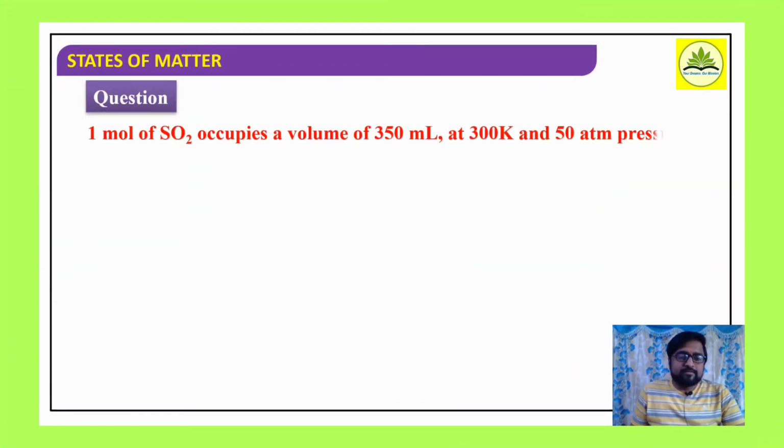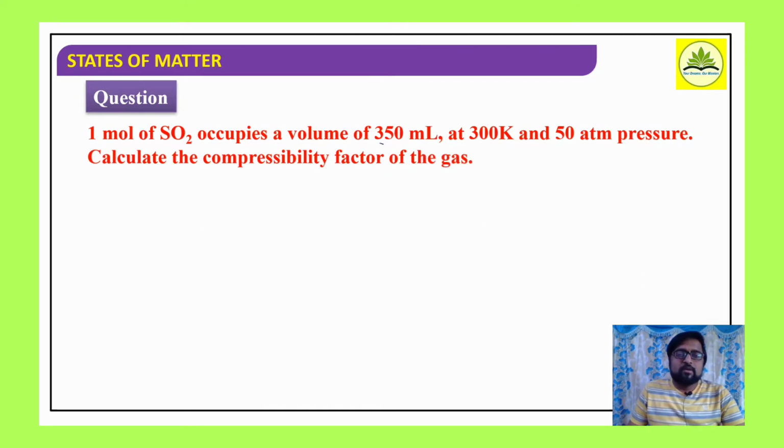1 mole of sulfur dioxide gas occupies a volume of 350 ml at 300 Kelvin temperature and 50 atmospheric pressure. Calculate the compressibility factor of the gas.